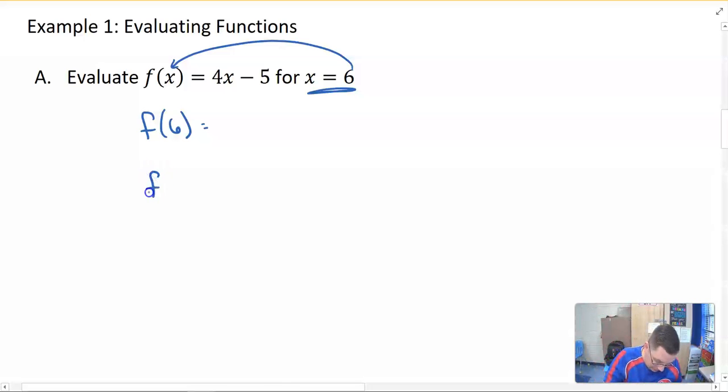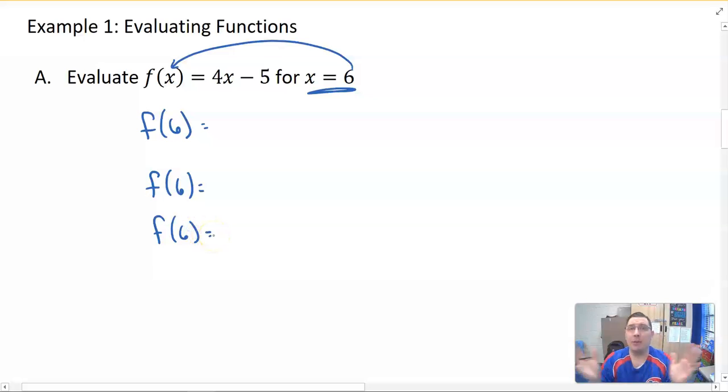You could actually come down here and write f of 6 and f of 6, with however many lines you need. You're never going to move that, never going to change it, never going to touch it. Just bring it straight down every time.